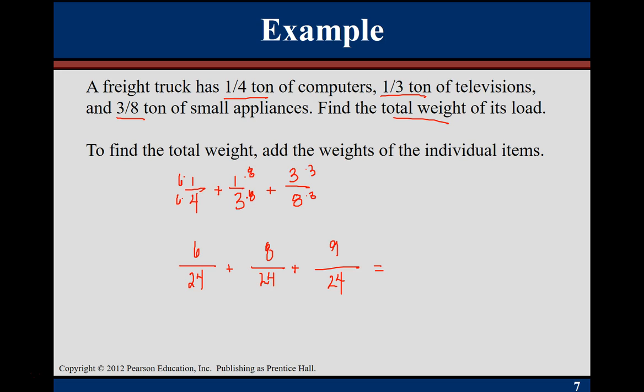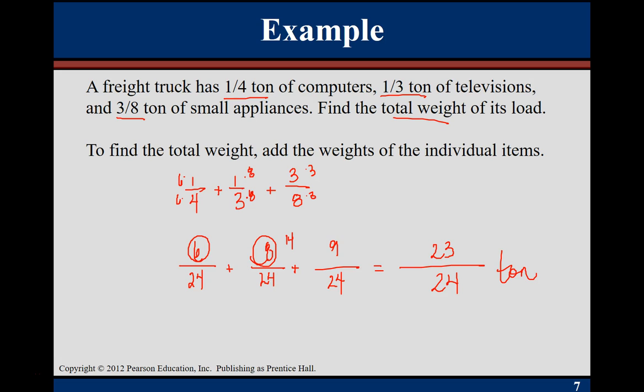Now that I have my common denominator of 24, I'll just do my operation up on the top. 6 plus 8 is 14, plus 9 more is 23. The total weight is 23 over 24, just short of a full ton.